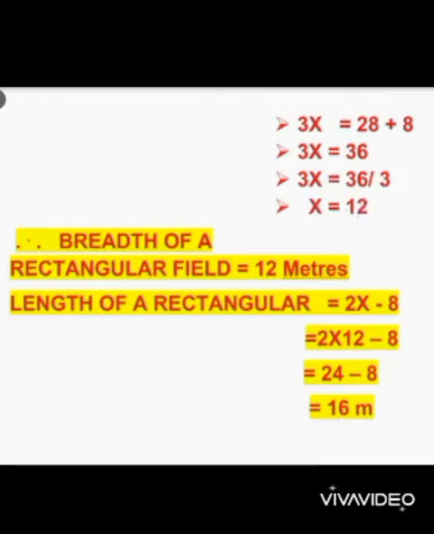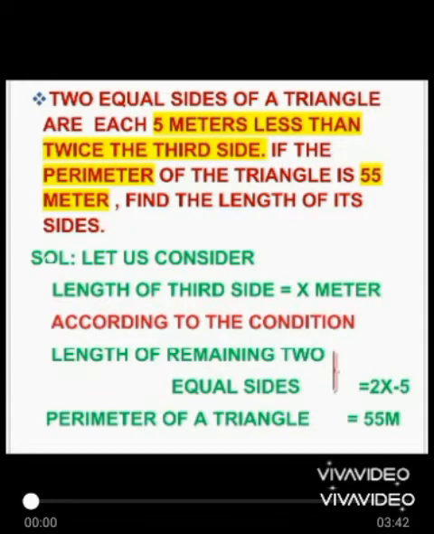So we got the value of x. We have considered the breadth of the rectangular field as x meters, which is equal to 12 meters. And the length of the rectangular field we have considered as 2x minus 8 meters. Now let us substitute the x value in this 2x minus 8. So you will get 2 into 12 minus 8, which is equal to 24 minus 8, which is equal to 16 meters. Now let us move to the next sum.